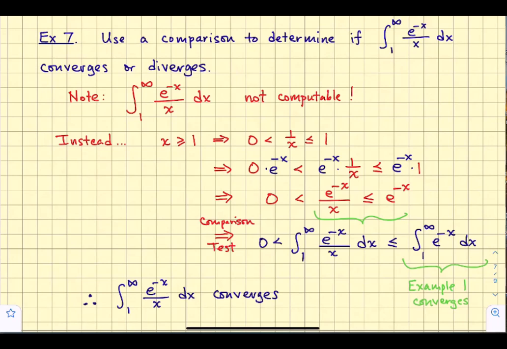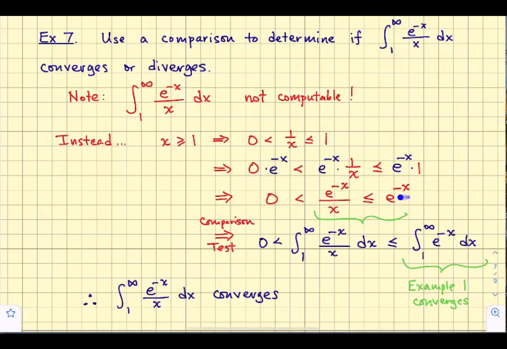Well, first off, we notice that x is greater than or equal to 1. So if x is greater than or equal to 1, that says that 1 over x is trapped between 0 and 1. So now, since e to the minus x is positive, we can multiply all three parts of this by the positive quantity e to the minus x. Here we get a 0. Here we get an e to the minus x over x. Here we get an e to the minus x. And now we have things set up according to our comparison theorem.